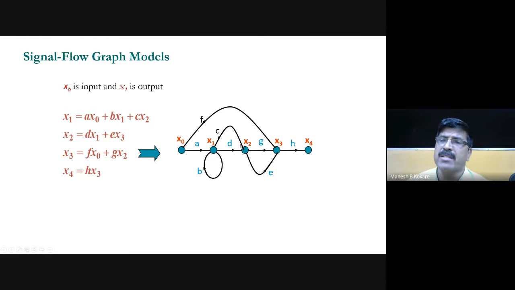One more signal is coming from x3 with gain e, so the signal direction is from x3 to x2. That is for x2. For the x3 node there are 2 signals: x0 comes directly with a gain f, and another signal comes from x2 with gain z. So x2 is multiplied by z and x0 is multiplied by f, and that is overall x3. For x4 there is only one signal, coming from x3 with a gain h.